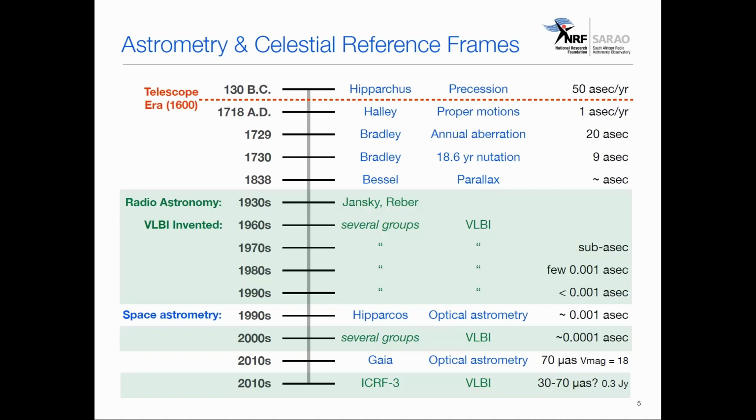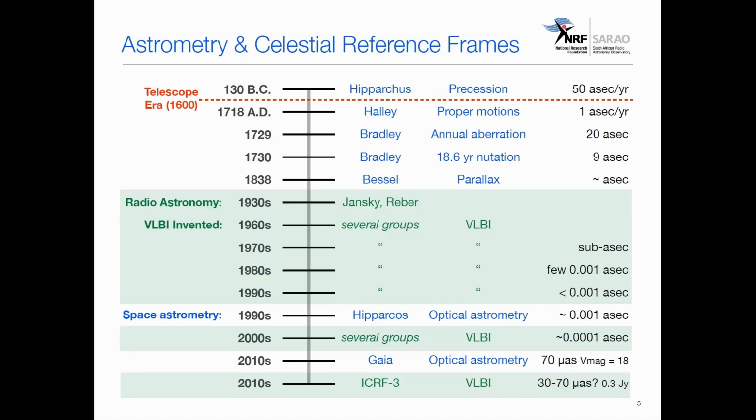Bradley in 1729, aberration, Earth orbits around the sun and it has this velocity; in 1730, nutation; and then parallax, how far away are the stars? That was in 1838, around an arc second. But it was only relatively recently that radio astronomy was invented in the 1930s, and VLBI was only invented in the 1960s. And today we'll mostly talk about VLBI, very long baseline interferometry, the technique we use to do astrometry and to build these reference frames of ours. So at first people were getting down to less than an arc second. Then they noticed they could push things even further down to around a milliarc second. Now we're getting down to fractions of milliarc seconds. And we hope to get down to these tens of microarc seconds in our generation.